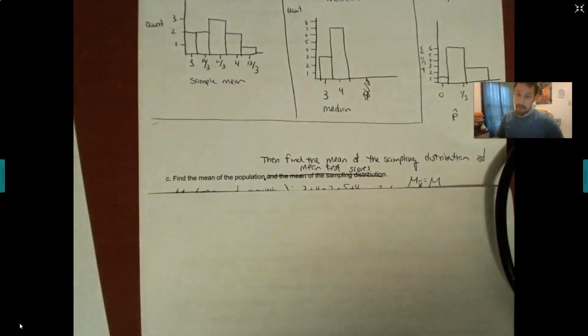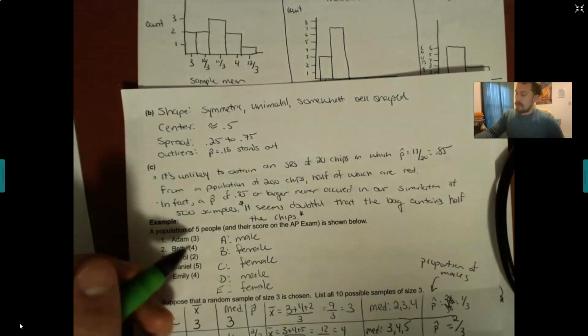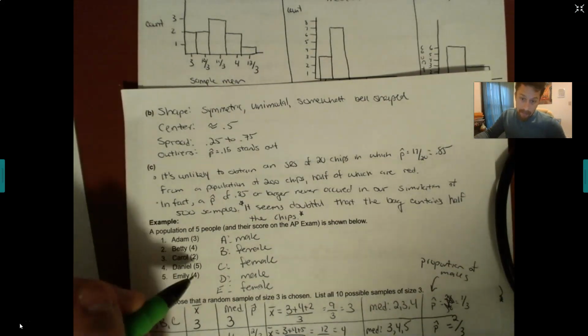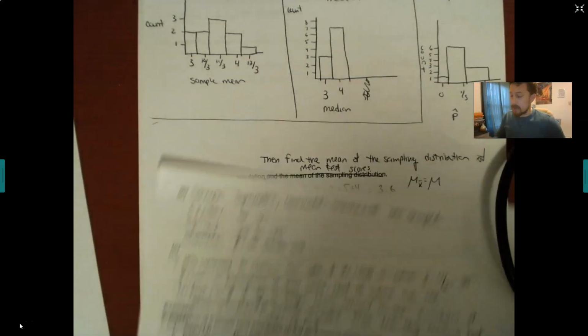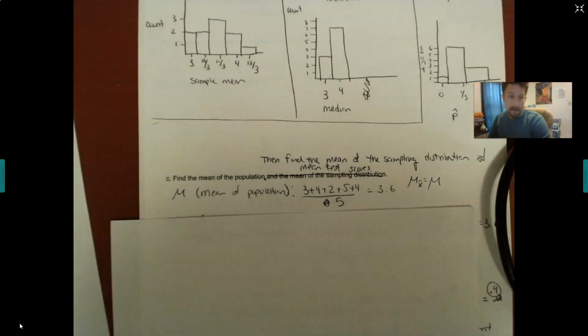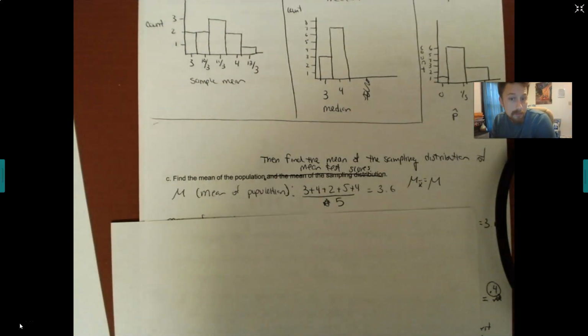So we're going to look at test scores. Find the mean test score of the population. Our population is 5 test scores, and that's everybody. We're going to add those 5 and divide by 5. So it's pretty simple: 3 plus 4 plus 2 plus 5 plus 4, divided by 5. That's 3.6. That is the mean of the population, the mean test score out of those 5 students.